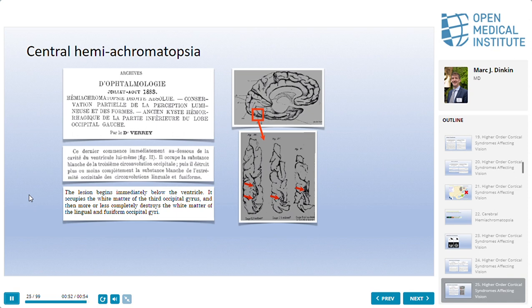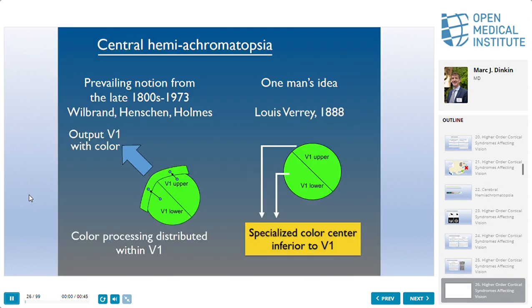Well, this was heresy. The idea back then in the 1800s by Willebrand and Henschen and Holmes was that in the occipital cortex, color processing occurs and it leaves the occipital cortex. So their idea was you could destroy the rest of the areas outside of the occipital cortex and you'd still have color vision. But Verrey says no. This information comes out of the occipital cortex from V1 upper and V1 lower, and it goes to a special color area, so that if you kept your occipital cortex but lesioned just the color center, you would see in black and white. Very interesting idea.